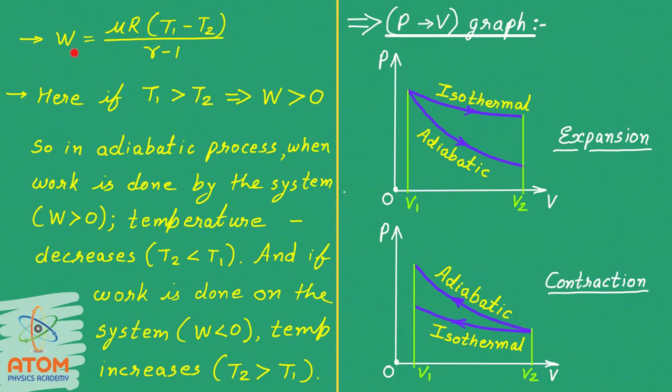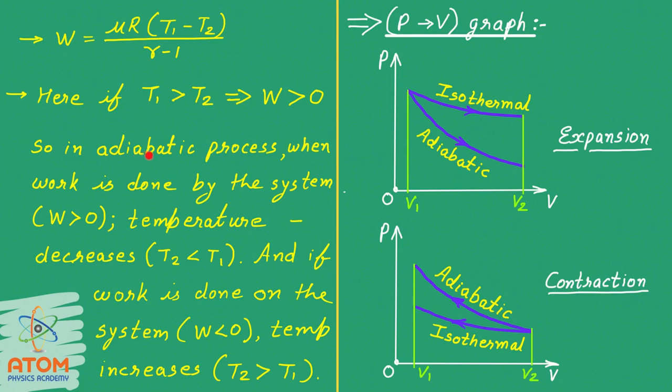I have just repeated the equation here. W is equal to mu R (T1 minus T2) upon (gamma minus 1). Now here if T1 is greater than T2, that means the initial temperature is larger and final temperature is less, means the temperature is decreasing. Then obviously from this equation we can say if T1 is greater than T2, then the work will be greater than 0, means work will be positive. Now when the work is positive, we can say it is work done by the system.